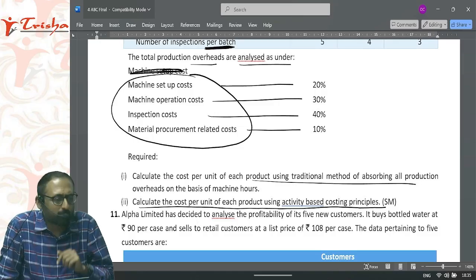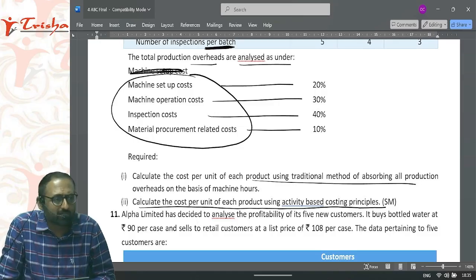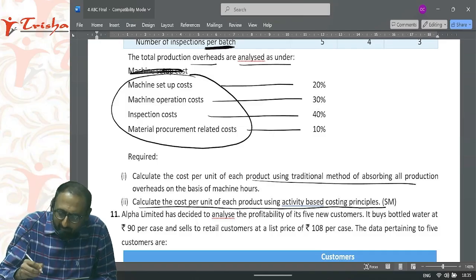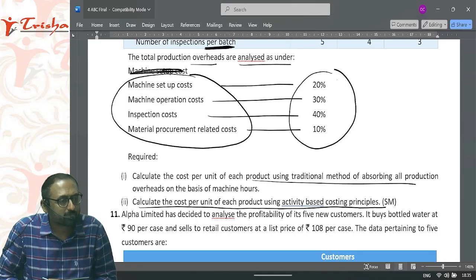But you will be stuck at one point. Cost of the activity is not given in this question, Sirji. But they have given 20, 30, 40 and 10%.